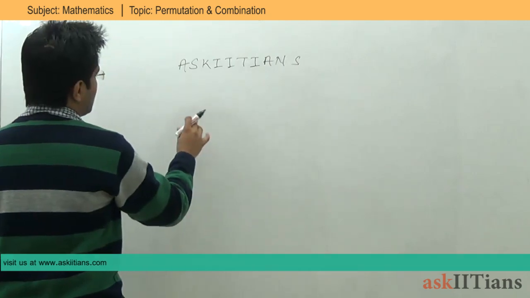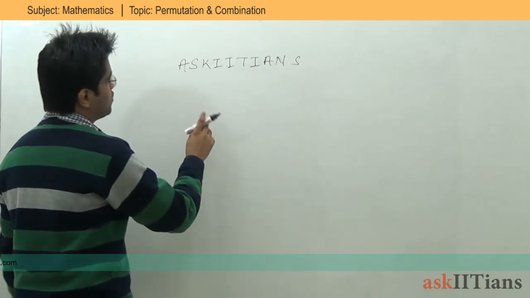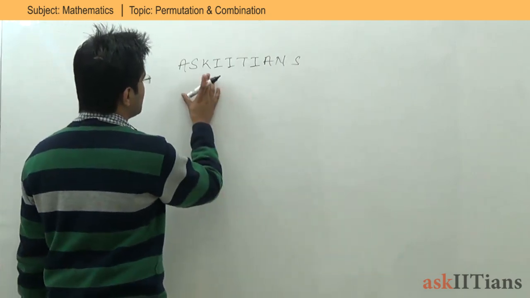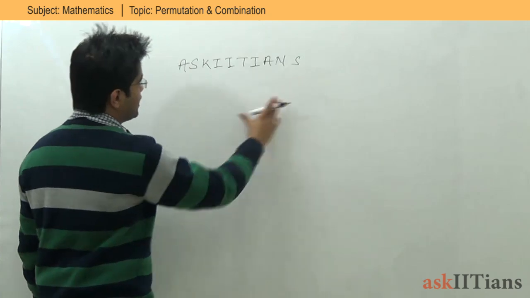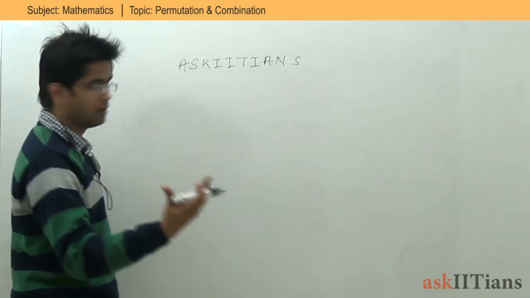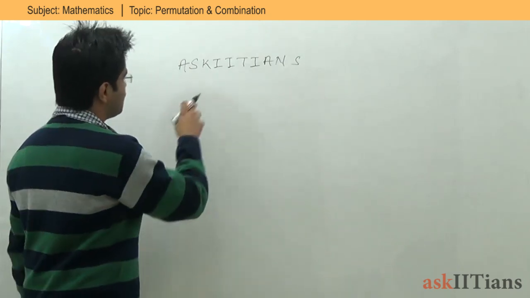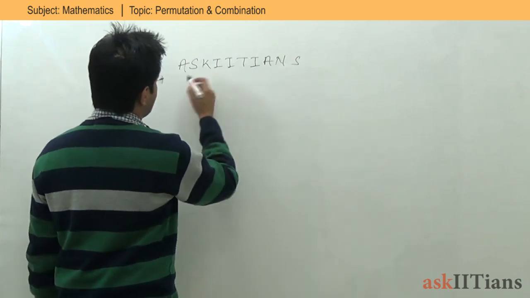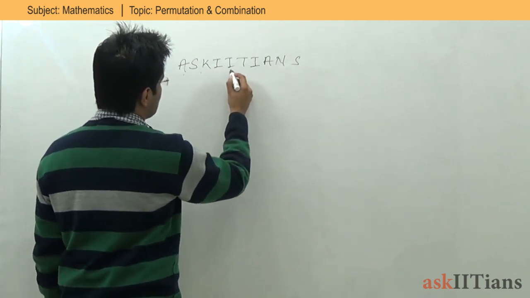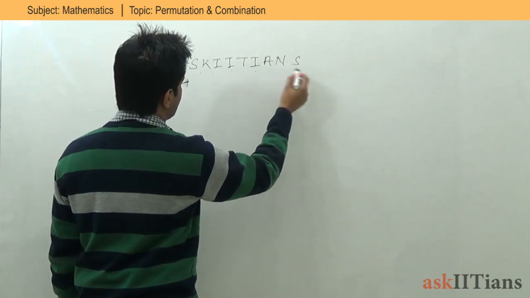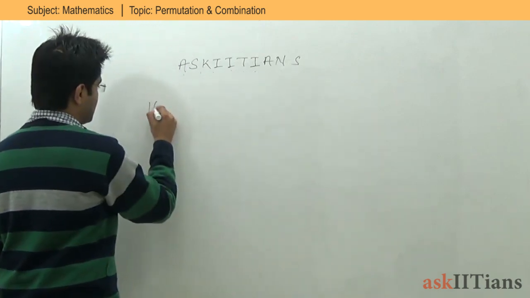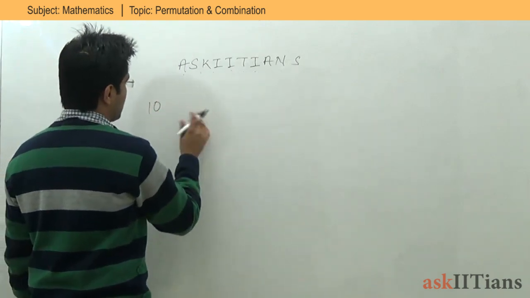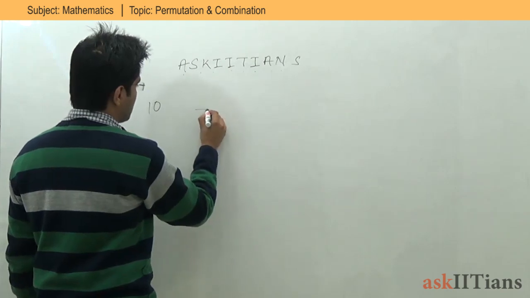With this word Ask IITians, we need to find out in how many ways the letters of the word Ask IITians can be arranged in a different manner. For that, first we need to count how many letters Ask IITians has. It has 1, 2, 3, 4, 5, 6, 7, 8, 9, 10. So there are 10 letters in Ask IITians. Okay, so what we'll do is draw 10 boxes.